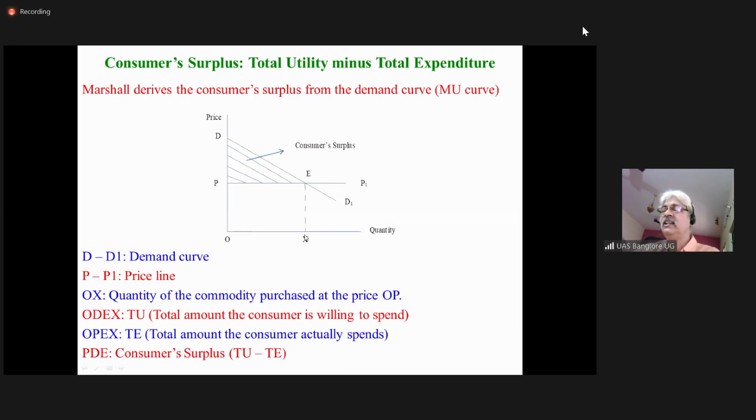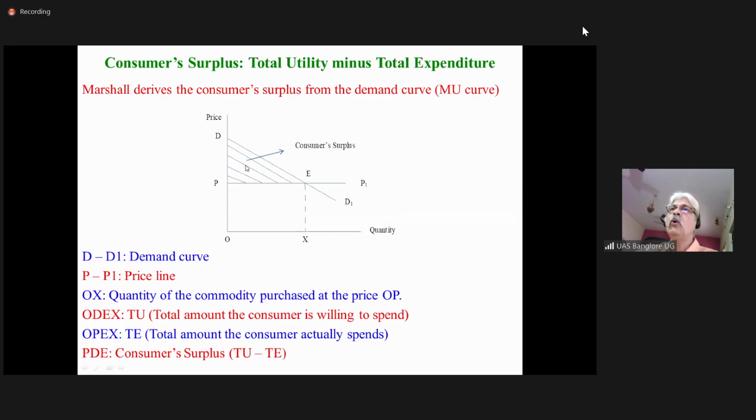Price into quantity gives you what? Expenditure. Price multiplied by quantity of a commodity purchased gives you expenditure. So the area of this rectangle, length into breadth, OP into OX. This rectangle OPEX is the total amount the consumer actually spends. This is the expenditure. OX is the quantity of the commodity purchased at the price OP.